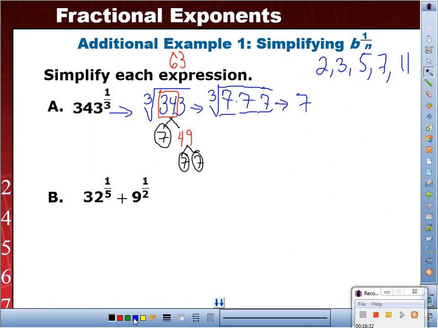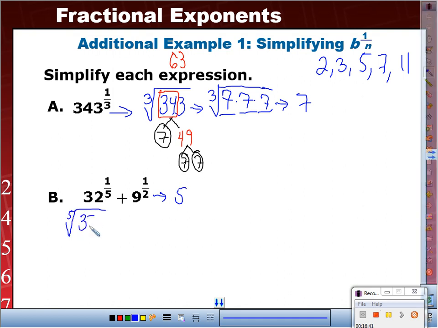Okay, let's see. I heard everyone say that this is equal to 5. Let's find out. This one says 5th root of 32, which means we want to find out the 5th root of a number times itself. How many times? 5 times. 1, 2, 3, 4, 5. And you can do it like that, or you can do the factor tree, right?